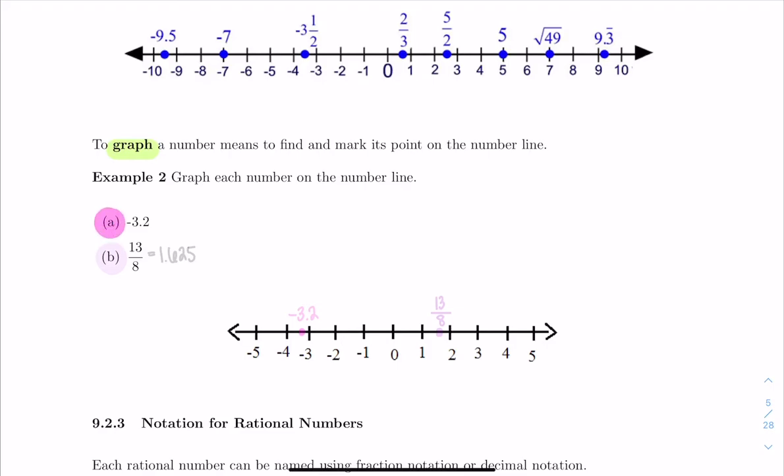So I'm going to use a pink dot to distinguish. So because it's negative, that means it's going to be to the left of 0. So we're coming over to negative 3. Now is negative 3.2 going to be to the left of negative 3 or to the right of negative 3? It's going to be to the left. It's going to be between negative 3 and negative 4.